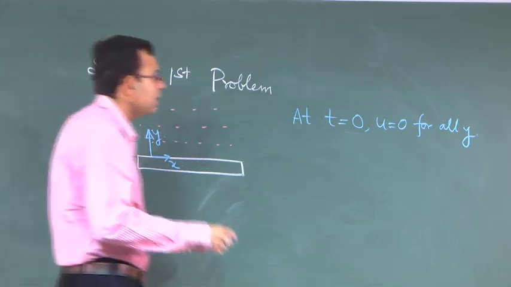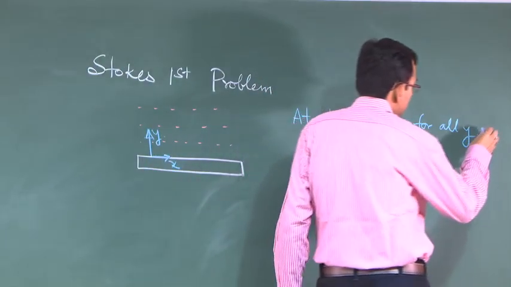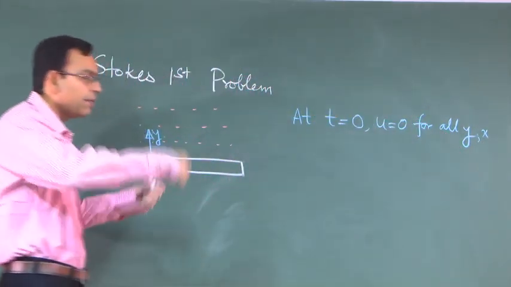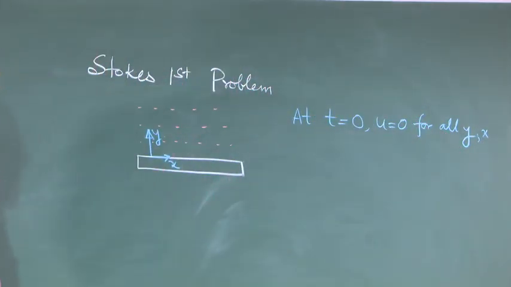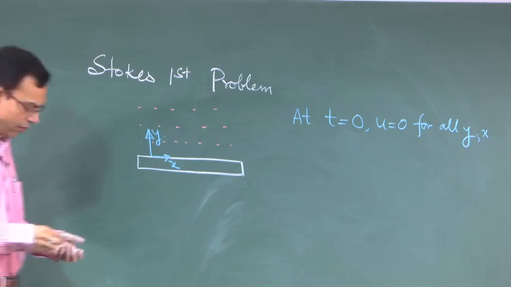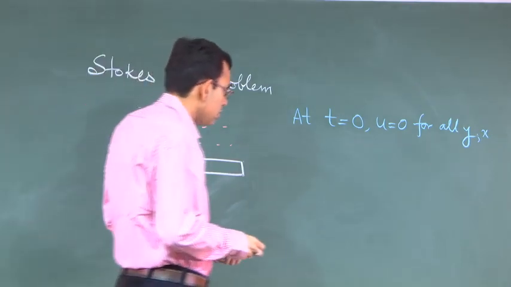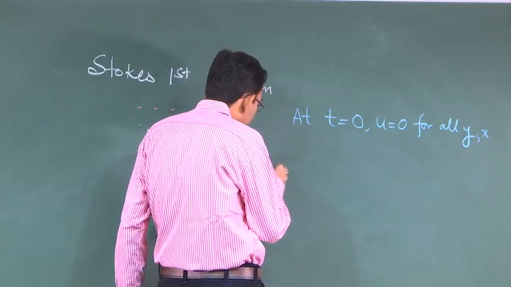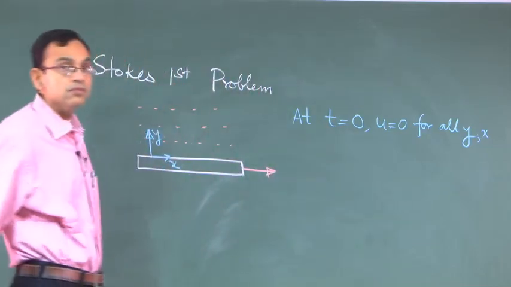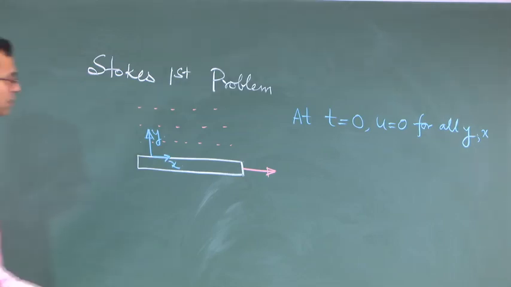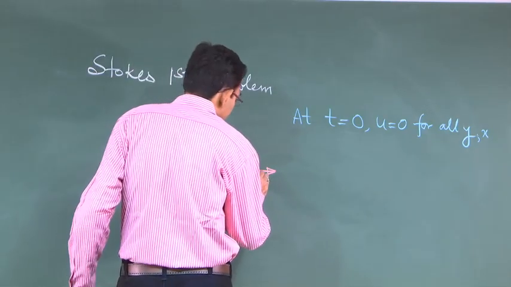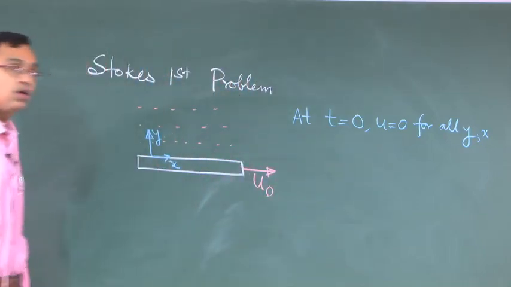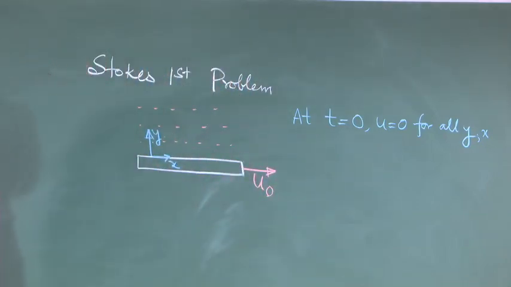In fact, for all y, x, etc. If it is a 3-dimensional problem, then z also comes into the picture. However, suddenly this plate is pulled towards the right, with right or left being a matter of choice. So, let us for example take the right direction with a velocity u naught.